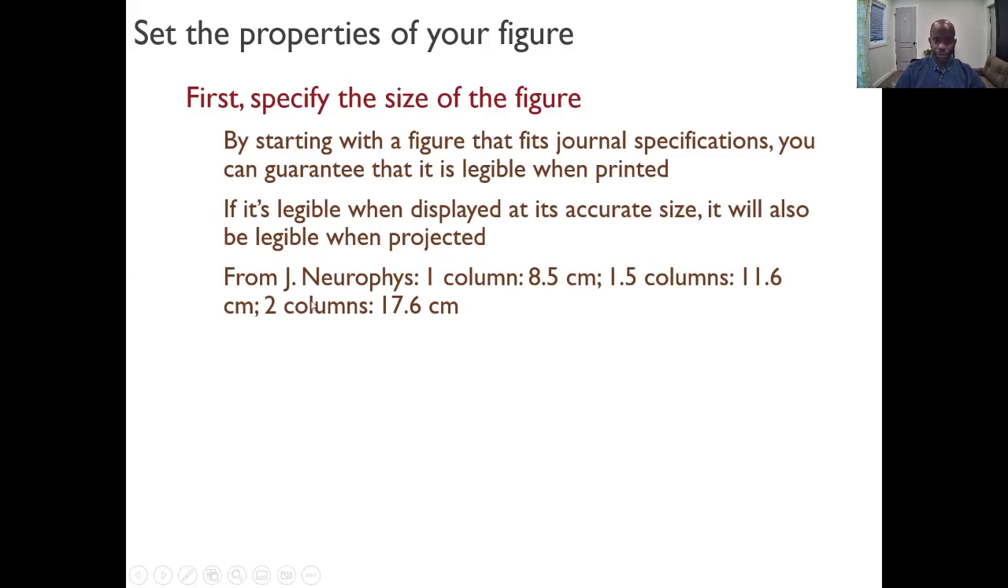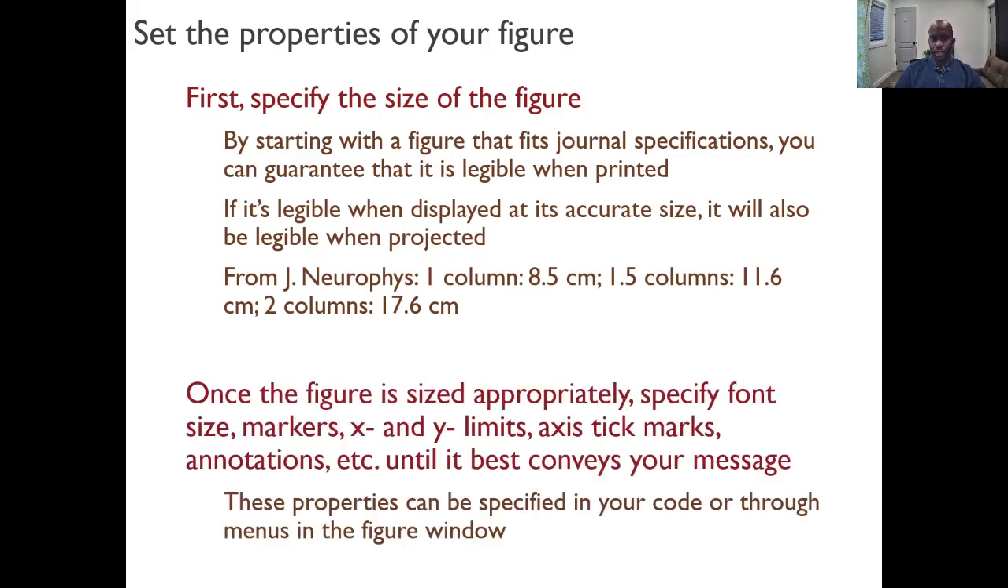So as an example, the Journal of Neurophysiology has guidelines for figures of different size, and you can specify these properties directly in MATLAB. Once your figure is of the correct size, then it becomes really easy to specify the font sizes, the tick marks, and so on, so that it's legible. And in general, if your figure is legible at the size that it would be printed in a journal, it will always be legible as you scale it up for a presentation or a poster.